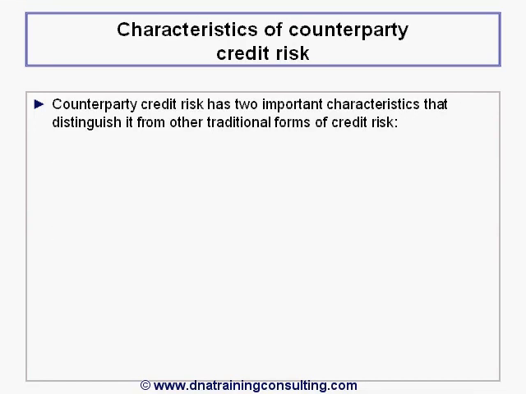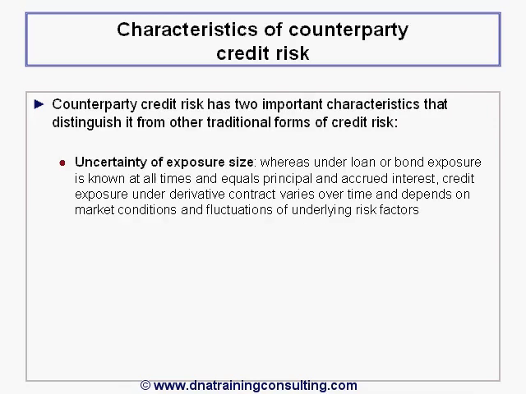Counterparty risk has 2 important characteristics that distinguish it from other traditional forms of credit risk. Uncertainty of exposure size is the first characteristic. Whereas under a loan or bond, the credit exposure is known at all times and equals the principal and accrued interest, credit exposure under a derivative is varied over time and depends on market conditions and fluctuations in the underlying risk factors.